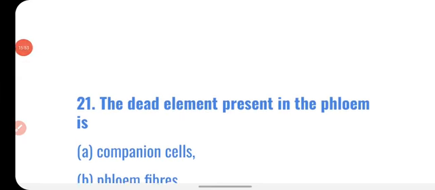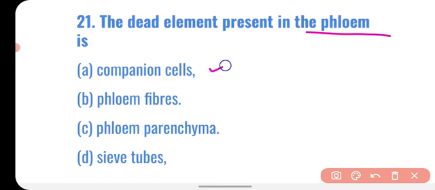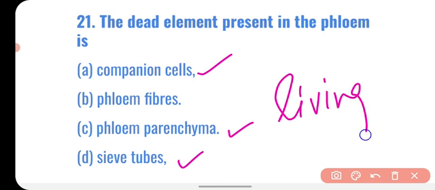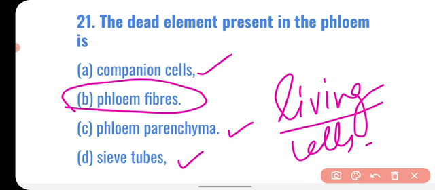Now the next question is, the dead element present in the phloem is? You know that the phloem is a complex permanent tissue of the plant, and complex permanent tissues are those tissues which have more than one type of cells. So the phloem contains companion cells, phloem fibers, phloem parenchyma, and sieve tubes. So out of these four, which cell is the dead element? You know that the companion cells, parenchyma and sieve tubes are living cells. Only phloem fibers are the cells which are dead. So the dead element present in the phloem is phloem fiber.